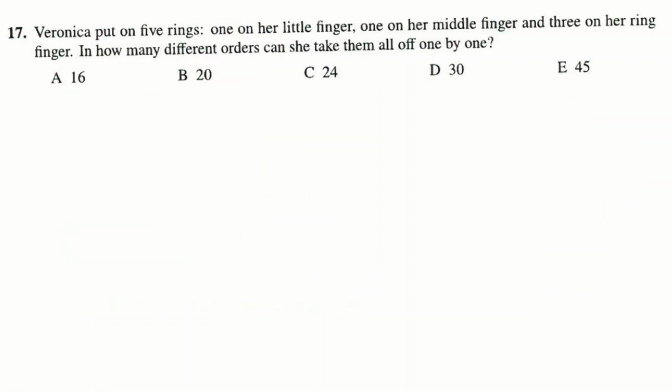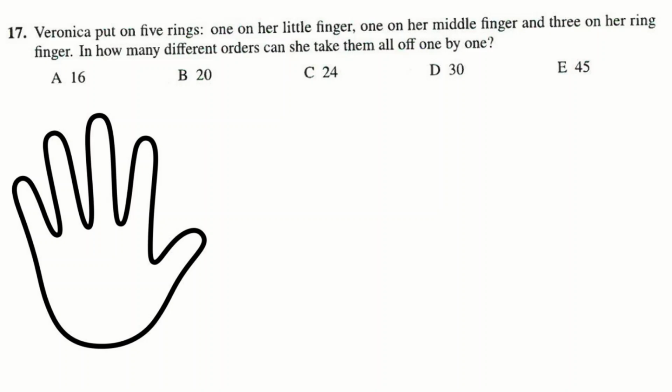Question 17. Veronica has a hand, and she puts 1 ring on her little finger, 1 on her middle, and 3 on her ring. Now, first thing I'm going to do is call these left, middle, and right, just because this naming system is annoying. So we're going to change the names of the fingers to left, middle, and right. Now, I'm actually going to take you through 3 ways to do this question, because I was really confused by this question, so hopefully one of those ways will help you out.